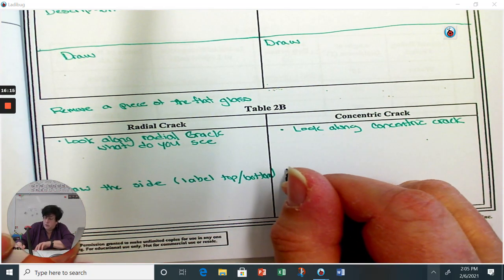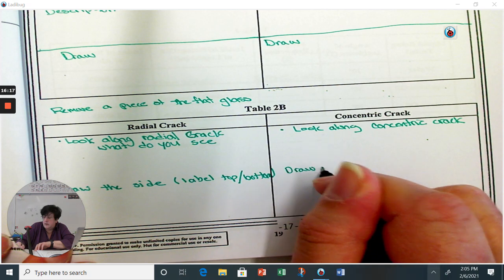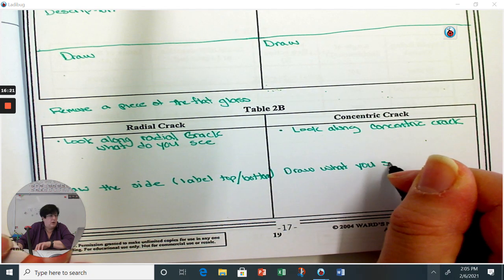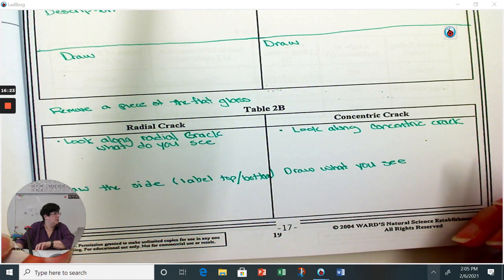And then again, what do you see? Draw what you see. If you see anything, I will try to point it out with you. Oh, shoot. Where did my light go? Okay.